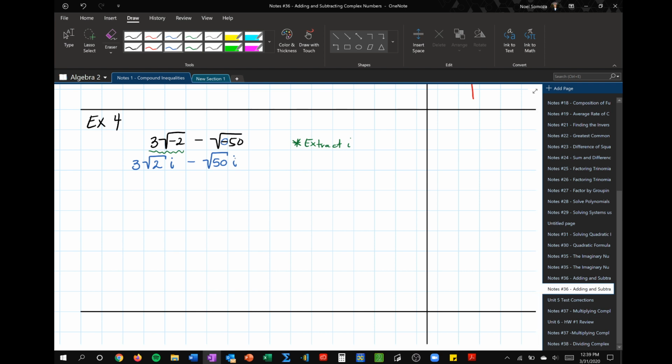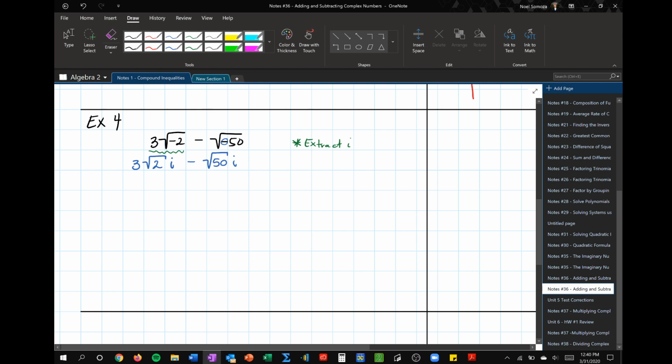All right, so at the moment we can't combine any terms because the only thing they have in common is the i. Having i in common is not enough. They both need to have the same square root. Since one of them is square root of 2 and the other is square root of 50, there's no way to combine them yet. So what do we do? We take 50 into a factor tree and try to break it down as much as possible.